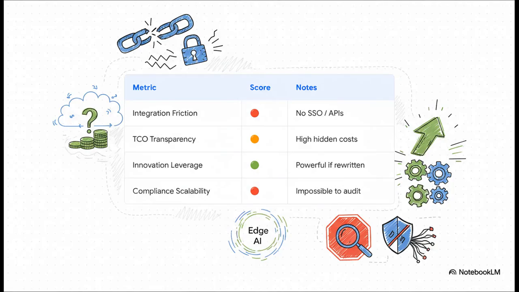But let's be real, to get to any of those futures, you have to look at where the project is today. And this strategic scorecard kind of sums it up. Integration friction? Through the roof. There's no SSO, no role-based access control, nothing. It's built for a single user. Total cost of ownership is also a big question mark, especially with all the hidden costs from the API pulling it does. But look at that one green box. Innovation leverage. There's a powerful edge AI paradigm here if someone is willing to do a complete rewrite with security and enterprise features at the core.